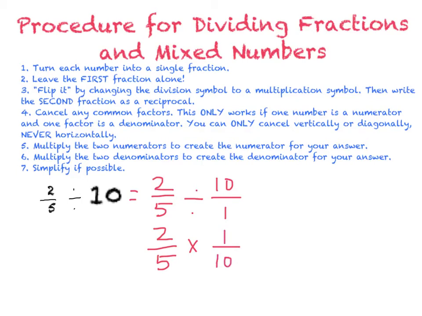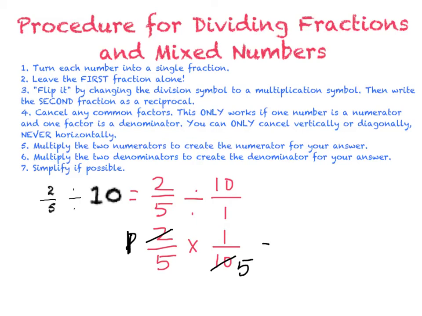Now I'm going to look for any canceling I can do. I notice 2 and 10 are related. 2 goes into 2 one time. 2 goes into 10 5 times. Notice I have 2 5s here, but I can never cancel horizontally, so I can't do anything to get rid of those. I'm just going to have to continue on from here.